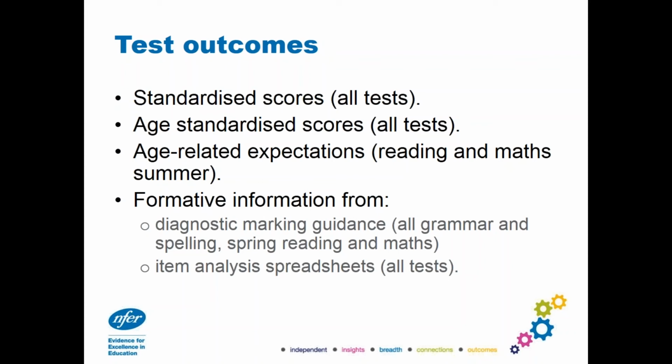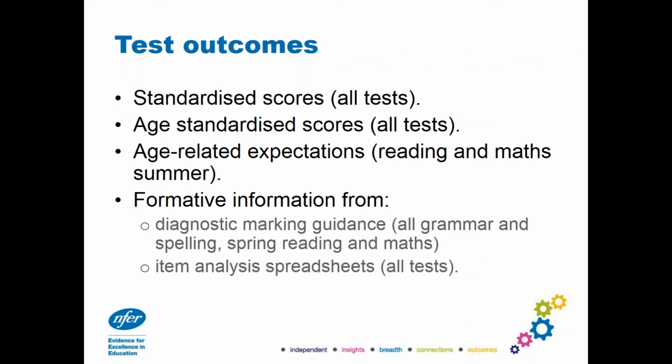So, looking at the test outcomes, you will firstly get a raw score for each of your pupils, which is the number of marks they get out of the total number of marks. For example, they might get 15 out of 20. Now, once you've got that raw score, you can generate standardised and age-standardised scores. A standardised score shows how well a pupil is performing against the national average. Now, this is more useful than a raw score as it can be compared across different tests and different years to show progress and can help benchmark pupils' performance nationally.